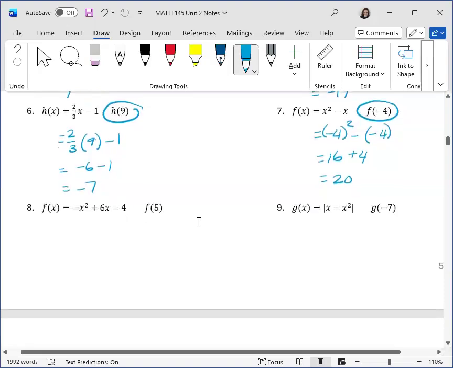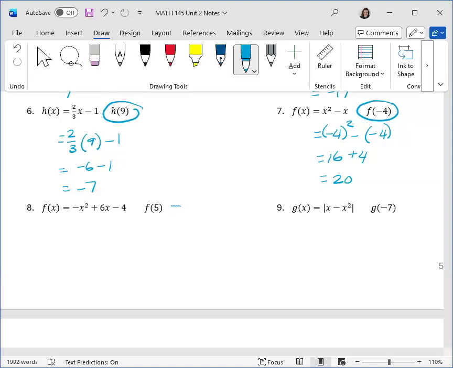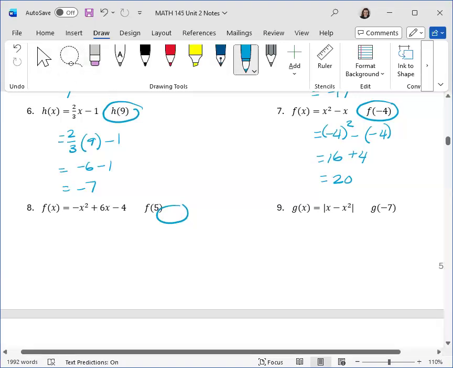All right, the next example, we have f of 5. I'm sorry, my computer is lagging a little bit here.